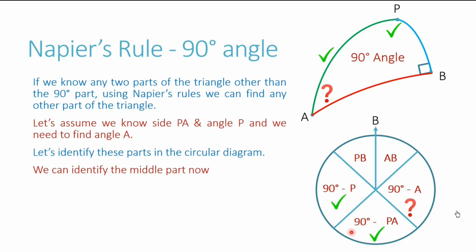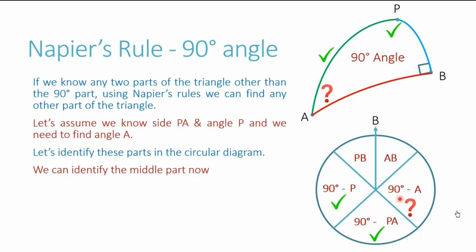Let's now try out with the 90 minus PA part. If I make 90 minus PA as my middle part, you will see that 90 minus P is adjacent to it and 90 minus A is also adjacent to it. So this satisfies my criteria. If I pick 90 minus PA as my middle part, both the remaining parts are adjacent to it.